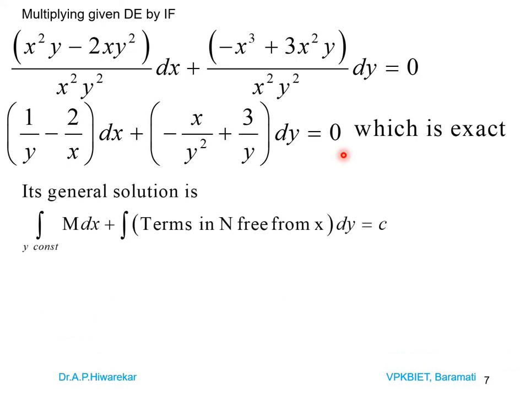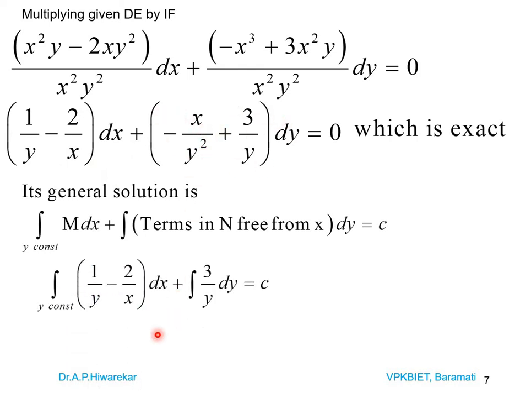So its solution is given by the formula: integration of M dx assuming y constant, plus integration of the terms in N free from x, dy, is equal to 0. So enter the value of M, and for the terms of N free from x, we don't consider the terms containing x. So it is ∫(1/y − 2/x)dx assuming y constant, plus ∫(3/y)dy = 0. And ∫(1/y)dx is x/y. So x/y − 2 log x + 3 log y = c. So this is our final answer, the general solution of the given differential equation.